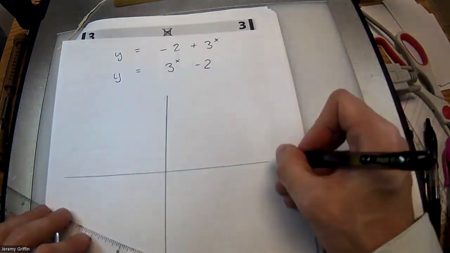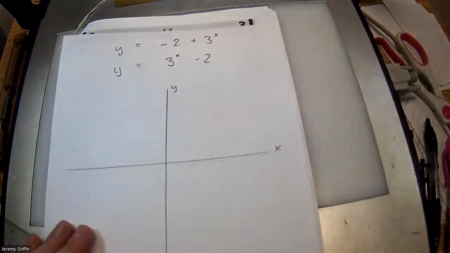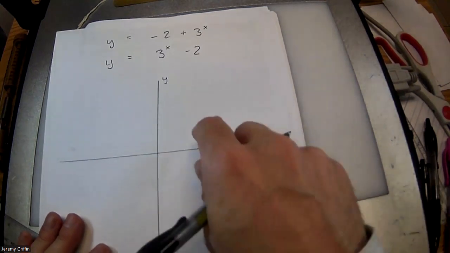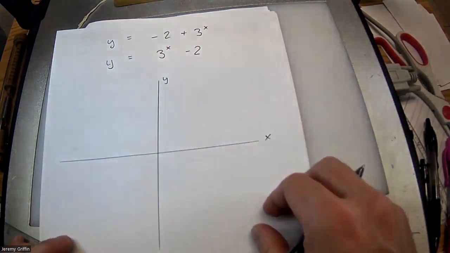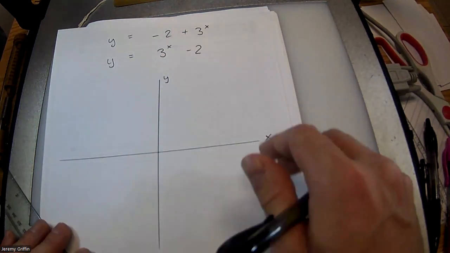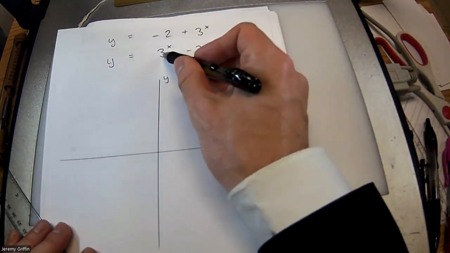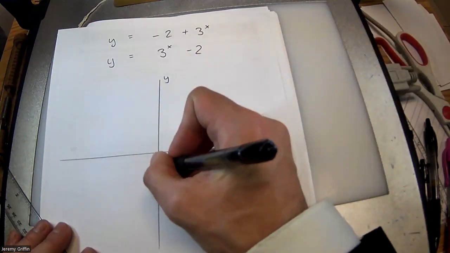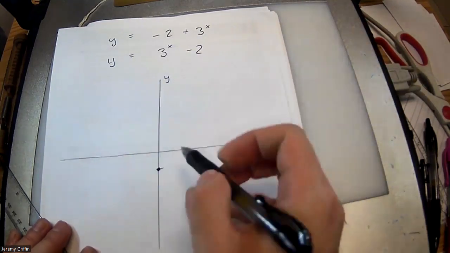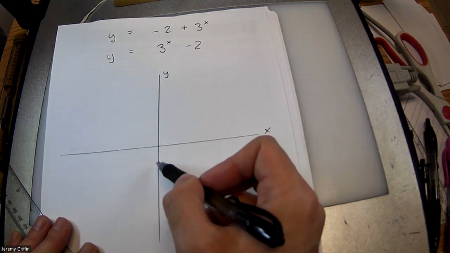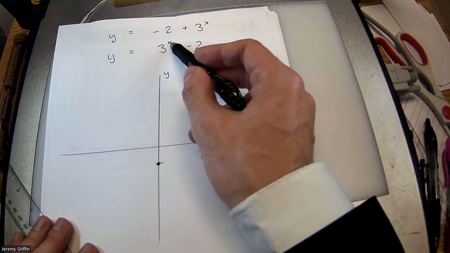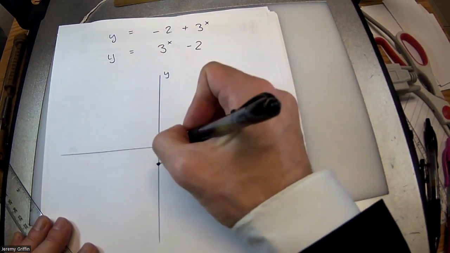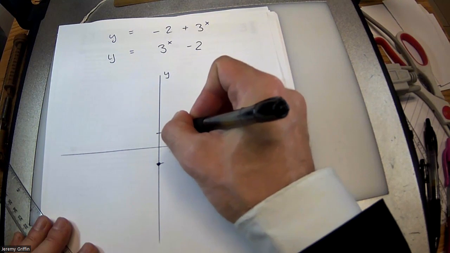But if not, what you can do is throw some points on the board and graph it from there. For example, what if x is 0? Guess what 3 to the power of 0 is? 1. So if x is 0, then 1 minus 2 is negative 1, right? So if x is 0, y ends up being negative 1. What if x is 1? What's 3 to the power of 1 minus 2? 1. So if x is 1, y is also 1, right?